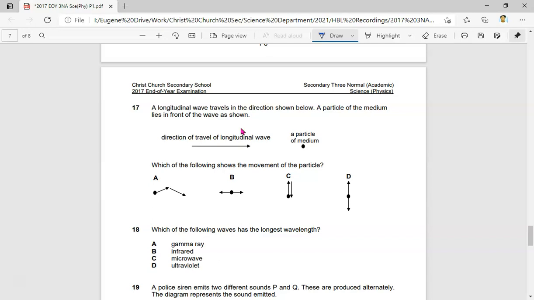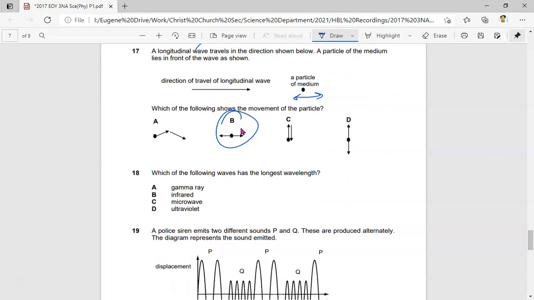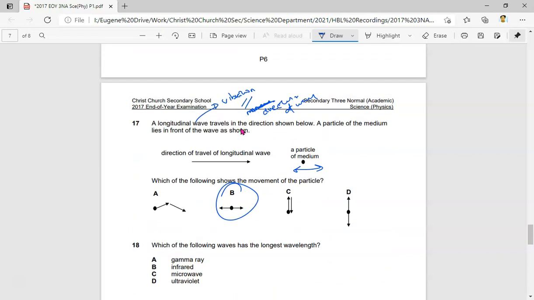Next, question 17. A longitudinal wave travels in a direction as shown. A particle of the medium lies in front of the wave. Which of the following shows the movement of the particle? So for longitudinal, the vibration of the particle, or the movement of the particle, is parallel to the direction of the wave. So if the wave is going towards the right, the particle will be moving left and right. So therefore answer is B. Okay, because this is parallel.